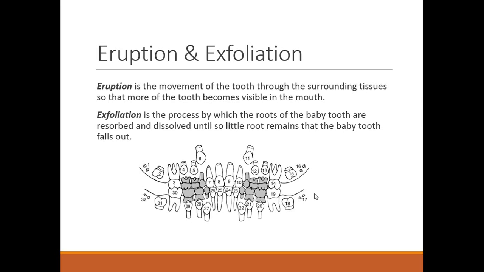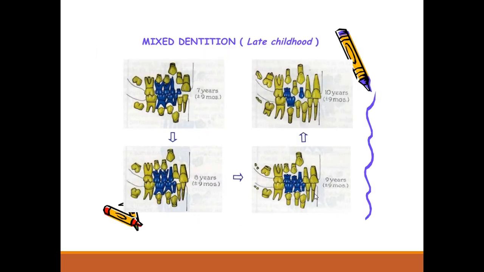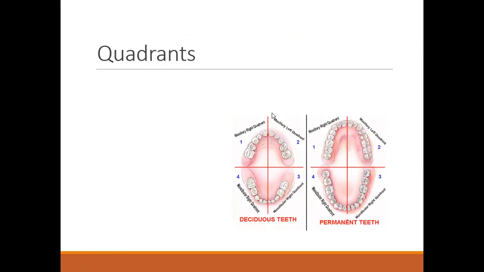Exfoliation is the process by which the roots of the baby tooth are resorbed and dissolved until so little root remains that the baby tooth falls out. Mixed dentition of a later child, it's going to show a 7-year-old. The blue is going to show the primary teeth and the green are the permanent teeth. You'll see the transition here in these charts.